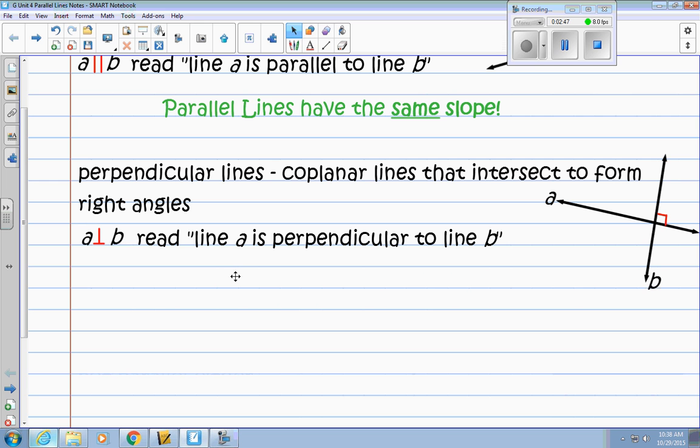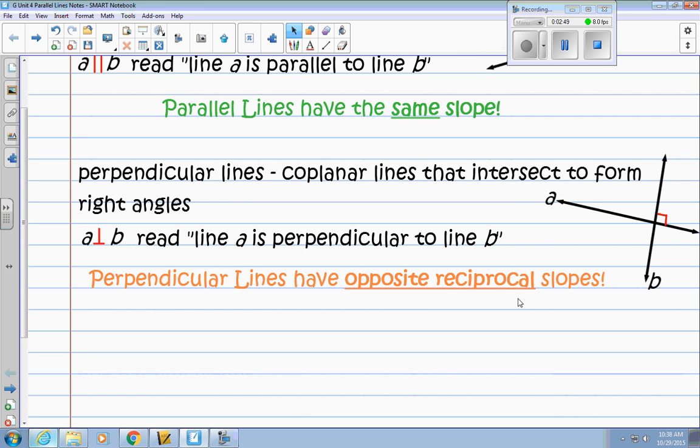Perpendicular lines are a little bit more complex. They have opposite reciprocal slopes. So if we remember back to previous years of math, a reciprocal is a fraction that's flipped upside down. Sometimes I think of a reciprocal as being a "refliprocal" because, for example, 2/3 and 3/2 would be reciprocals. 1/4 and 4/1, or 4, would be reciprocals. 7/8 and 8/7 are reciprocals.